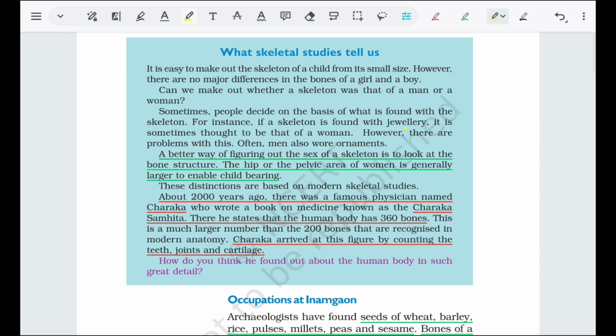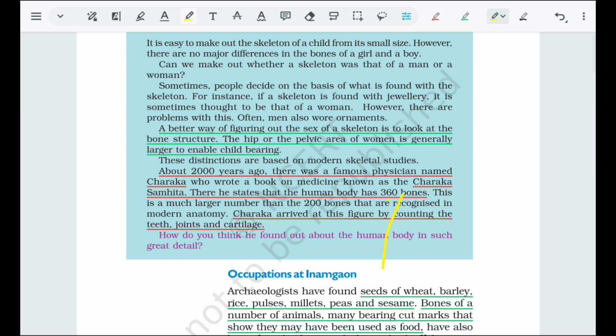About 2000 years ago, there was a famous physician named Charaka, and you know about the book Charaka Samhita. There he stated that the human body has 360 bones, but the number recognized in modern anatomy is 206. How did this difference come? Because Charaka arrived at this figure by counting the teeth, joints and cartilage. He also added the 32 teeth, joints and some cartilage, so they were referred to as 360 bones.